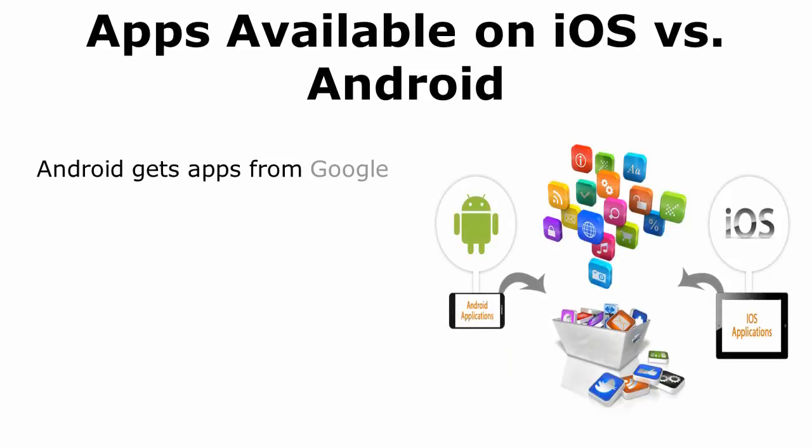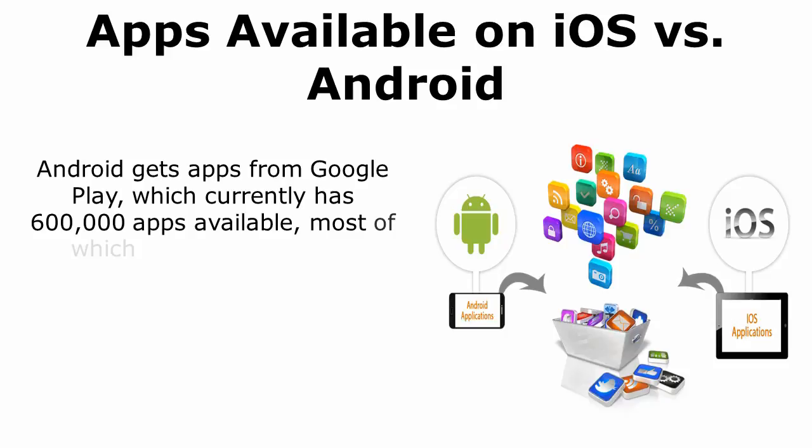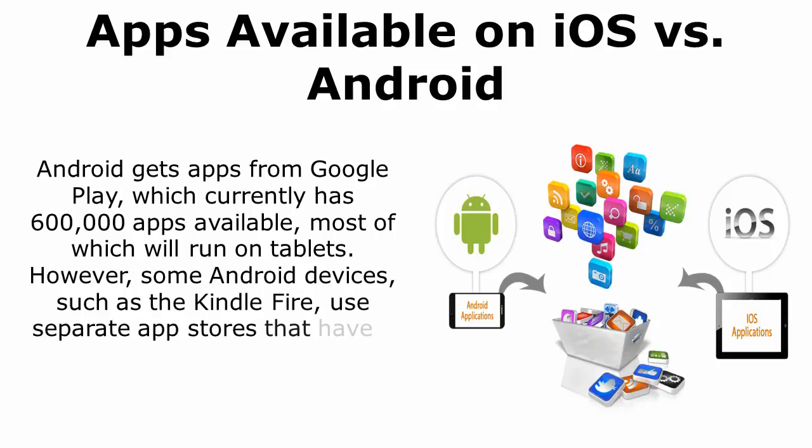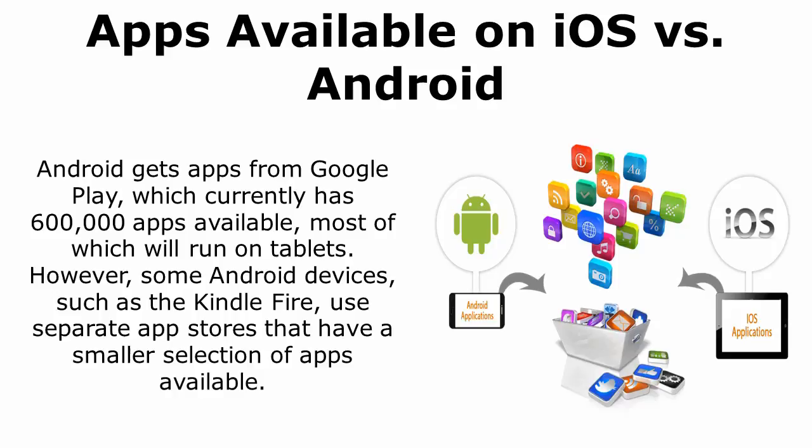Android gets apps from Google Play, which currently has 600,000 apps available, most of which will run on tablets. However, some Android devices, such as the Kindle Fire, use separate app stores that have a smaller selection of apps available.